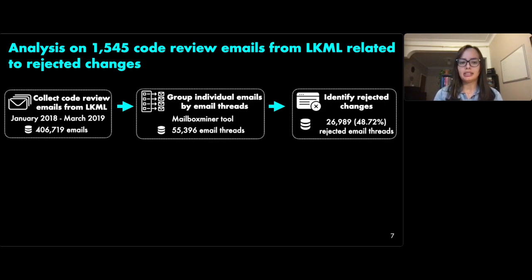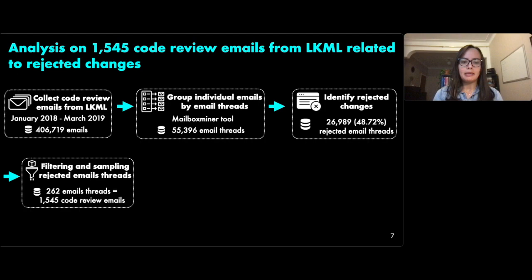Then we developed an approach to identify rejected chains, and we found that around 48% of the email threads were rejected. Then we filtered out the email threads that contained only one email, meaning no patch discussions, or threads that were actually accepted after a manual analysis. After that, we statistically sampled the email threads to do a qualitative analysis, resulting in 262 email threads composed of 1,545 code review emails.